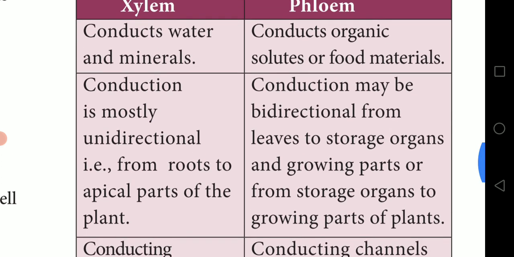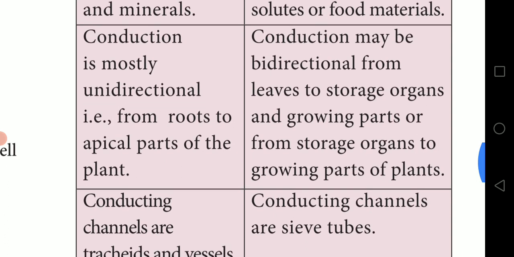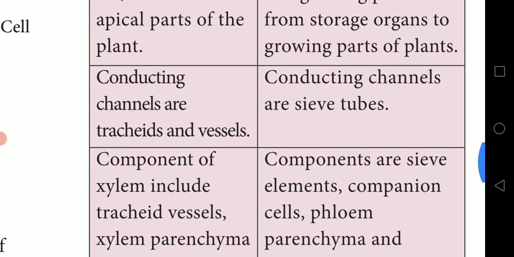In phloem, the conduction may be bidirectional: from leaves to storage organs and growing parts, and from storage organs to the growing parts of the plant. Bidirectional means there are two directions. So the next one, conducting channels are tracheids and vessels.